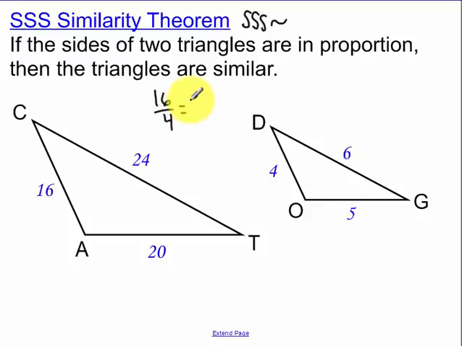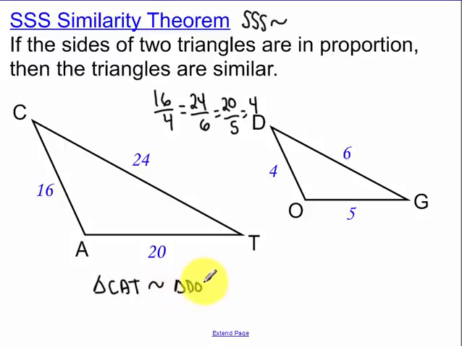So 16/4, that's the same thing as 24/6, which is the same thing as 20/5. Which we know all those reduce to 4. So triangle CAT is similar to triangle DOG, but notice which one's bigger.